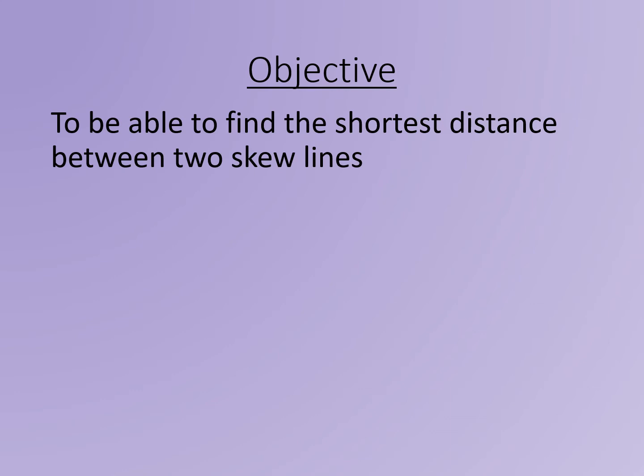This topic will look at how to find the shortest distance between two skew lines. It's worth noting at this point that finding the shortest distance between two parallel lines can be done by finding any point on one of the lines and finding its distance to the other line. So the method from the previous topic, the distance from a point to a line, can be used to find the distance between two parallel lines. However, with two skew lines, we need a different method.